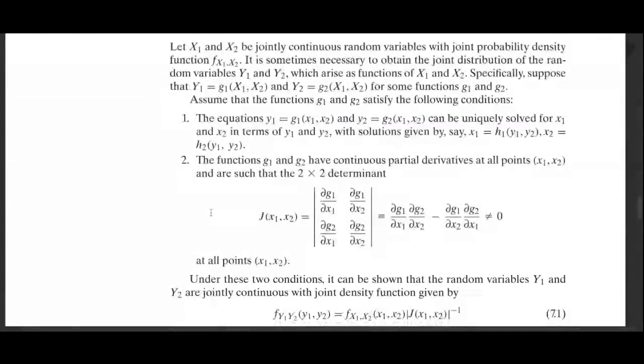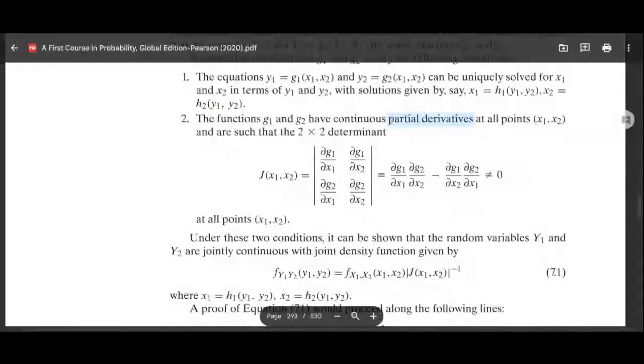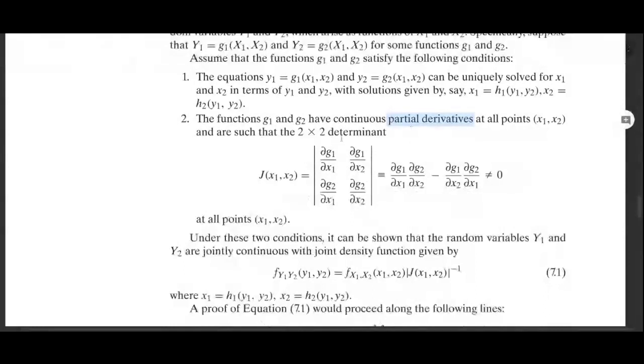The second condition is the functions g1, g2 have continuous partial derivatives, of course, right? Otherwise, we won't be able to calculate the Jacobian. This is all older stuff. Hopefully we all remember this, right? The partial derivatives.